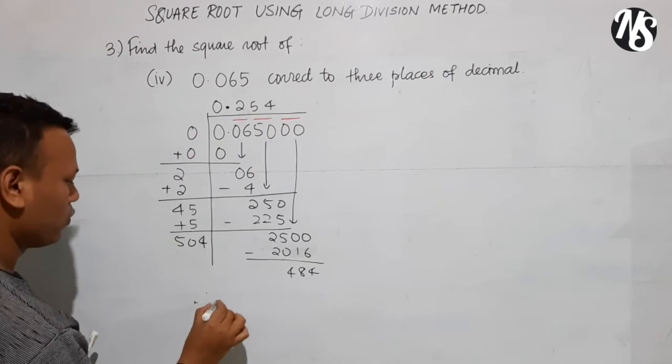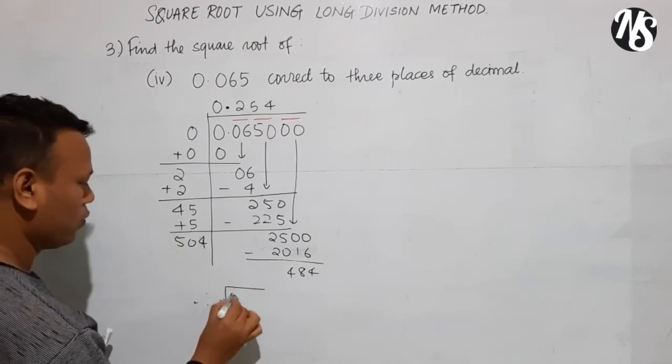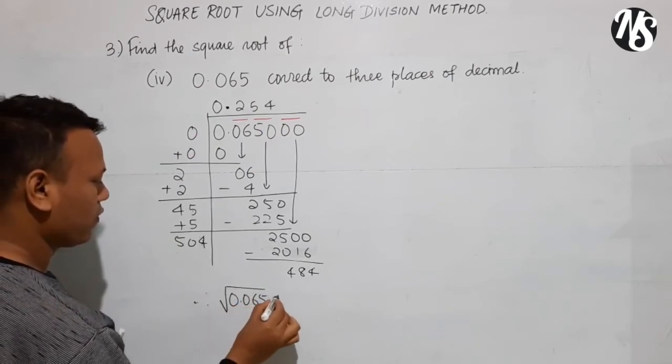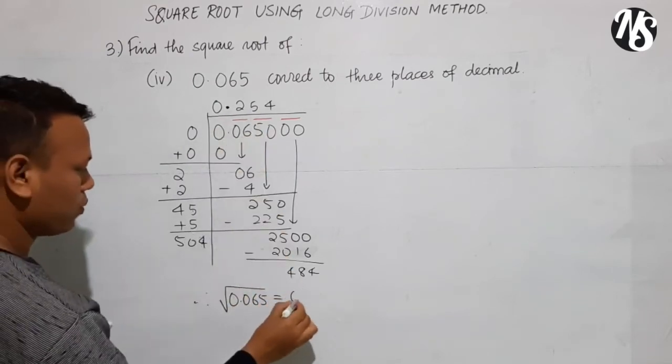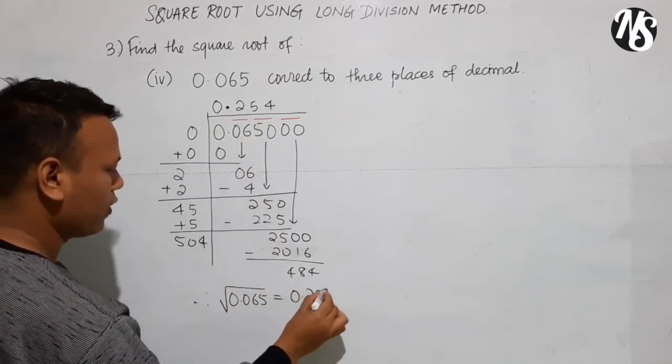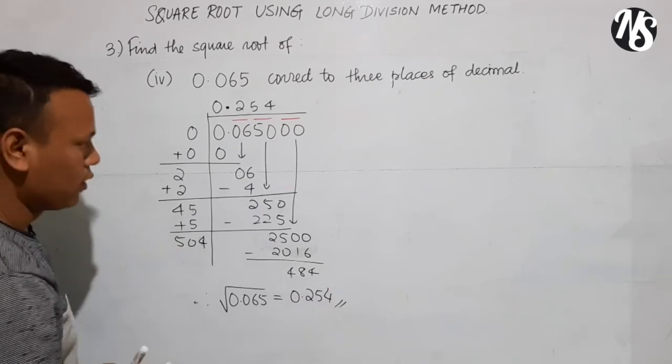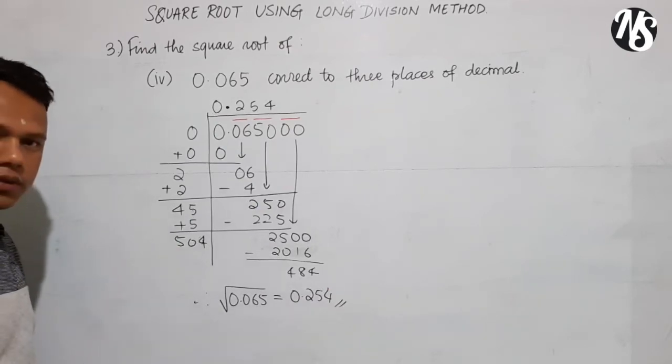So therefore your square root of 0.065 will be equal to 0.254. Okay, pause the video and note down your solution.